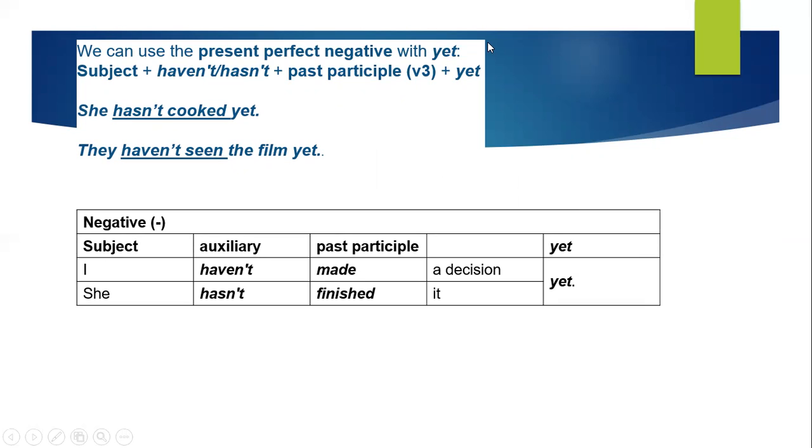Now, let's move to yet and the negative part. We always use yet for negative sentences and for questions. What is the meaning of yet? Yet in Arabic means still or not yet. For example, how do we make the sentence negative? By using not: haven't or hasn't, but we don't change the verb. For example, she hasn't cooked yet. She hasn't cooked yet. And always look here, we put yet at the end of the sentence or at the end of the question.